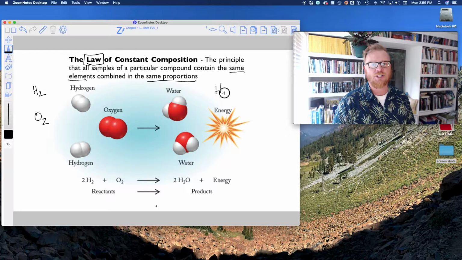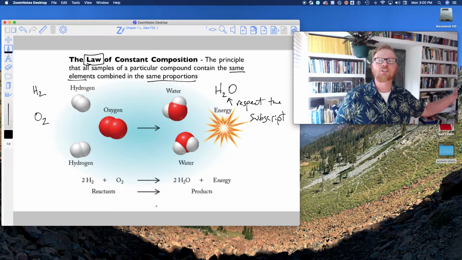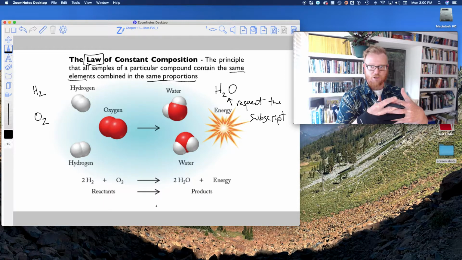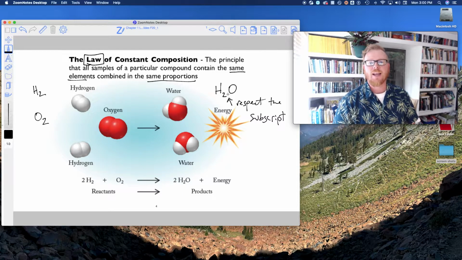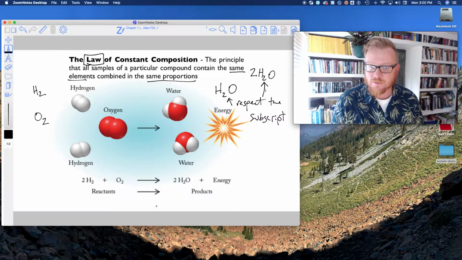So I can write that as H2O. Respect the subscript. I'm going to write that again. Respect the subscript. The subscript means there's some bonding going on there. We don't have two random hydrogens and one oxygen. We have this symphony of oxygens, one oxygen with two hydrogens. Respect the subscript. Now, if I had written this 2 H2O, we still have to respect the subscript.